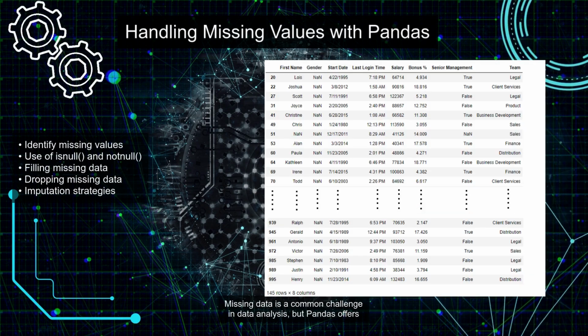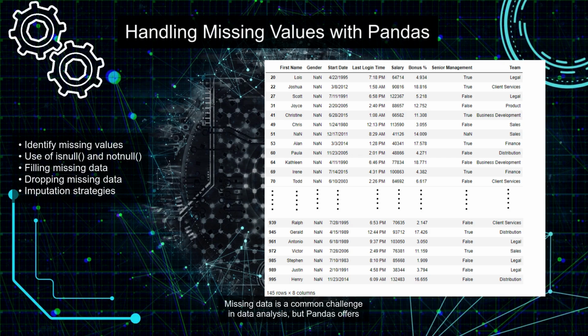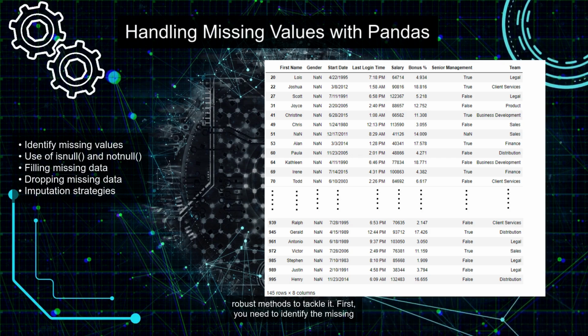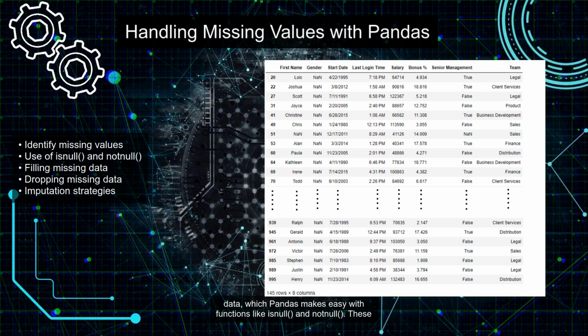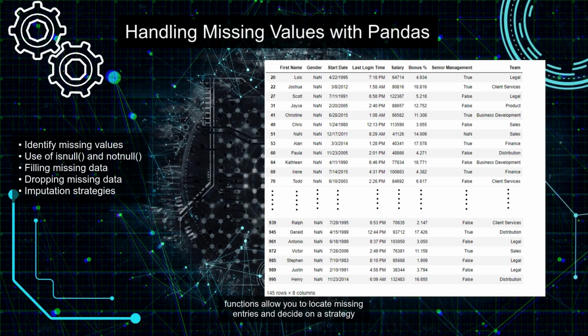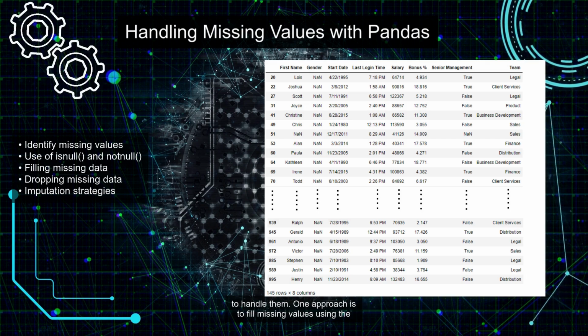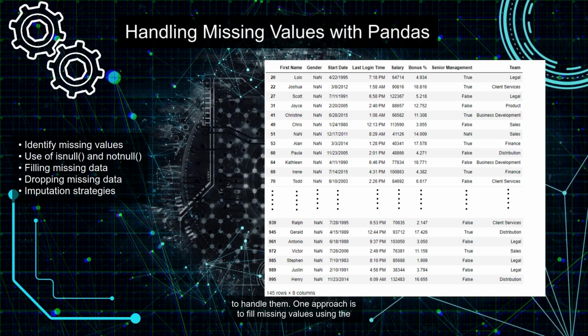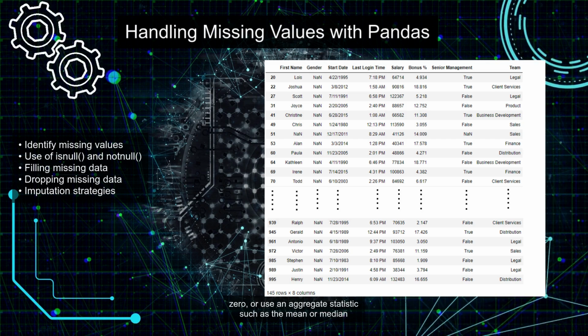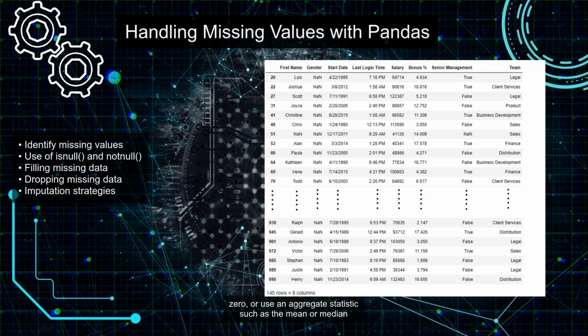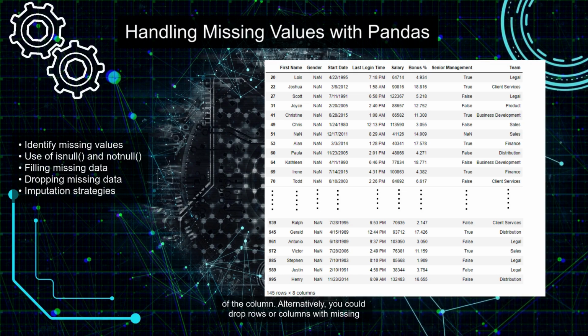Missing data is a common challenge in data analysis, but Pandas offers robust methods to tackle it. First, you need to identify the missing data, which Pandas makes easy with functions like isnull and notnull. These functions allow you to locate missing entries and decide on a strategy to handle them. One approach is to fill missing values using the fillna method. You might fill these gaps with a constant value, like 0, or use an aggregate statistic such as the mean or median of the column.